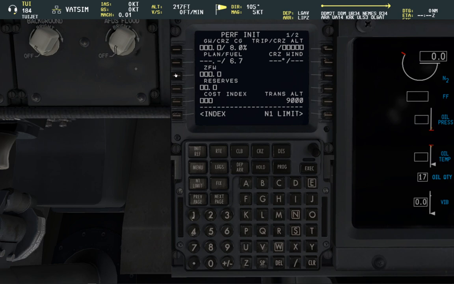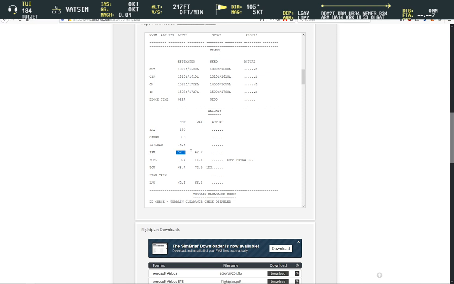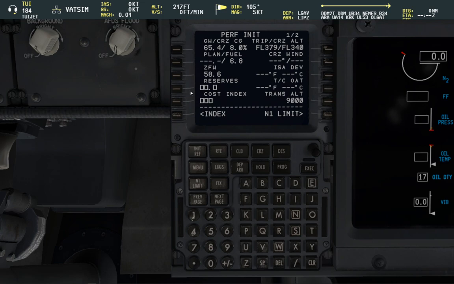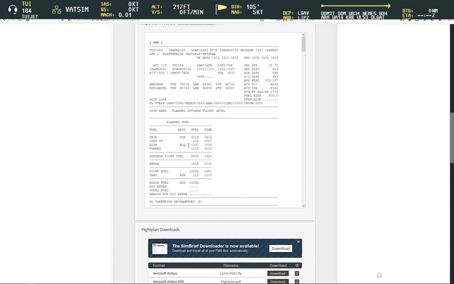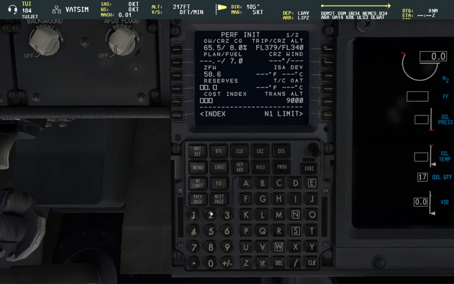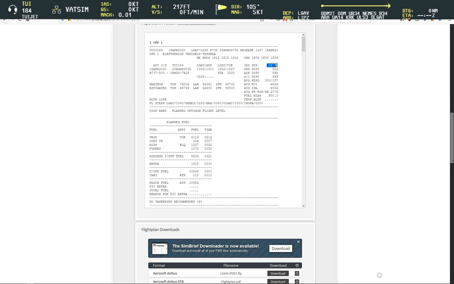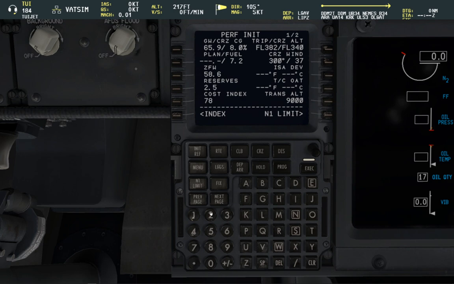Zero fuel weight 58.6. Is this correct? Yeah, 58.5. That's within tolerances. Very good. Level 340. Reserve fuel. Bologna 1.4 tons, final reserve 1.1, that's in total 2.5 tons. 2.5. Reserves and cost index 78. Cruise wind 337. Isar deviation plus 2 degrees. That's it. We're waiting for the fuel.